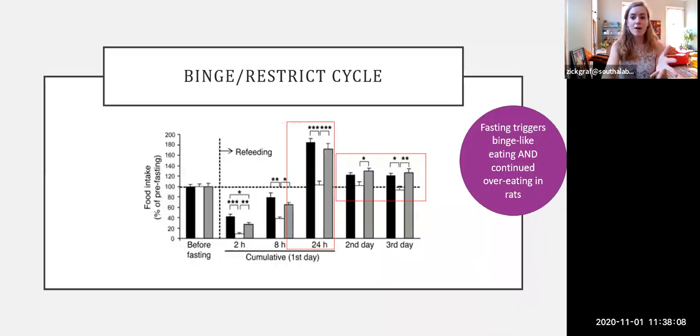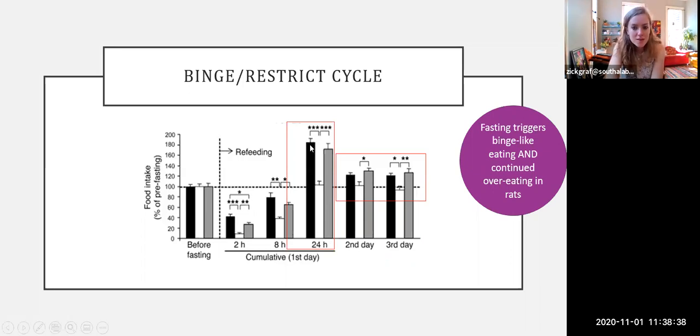So this figure comes from a study of rats that shows some of the physiological consequences of starving, of extreme restrictive eating. This is a study where rats were fasted for a day. So they were not given access to food for a 24-hour period. In the first day after their access to food was restored, they ate about twice as much food as they did before fasting. So this 100 is the percent of their pre-fasting food intake that they were eating.